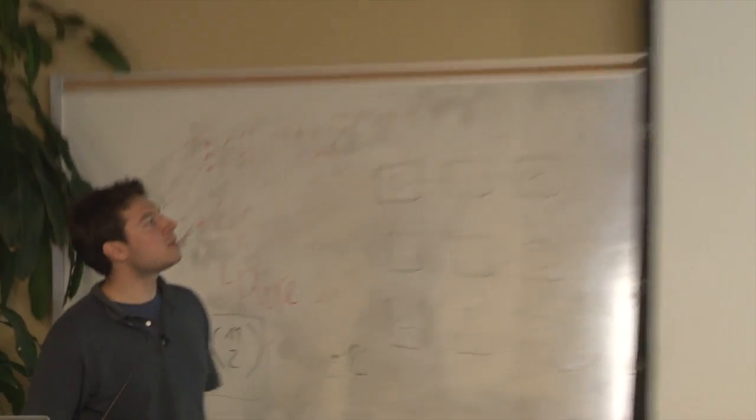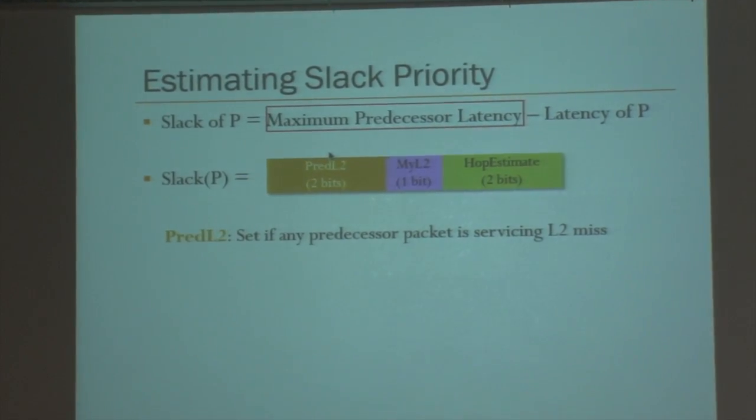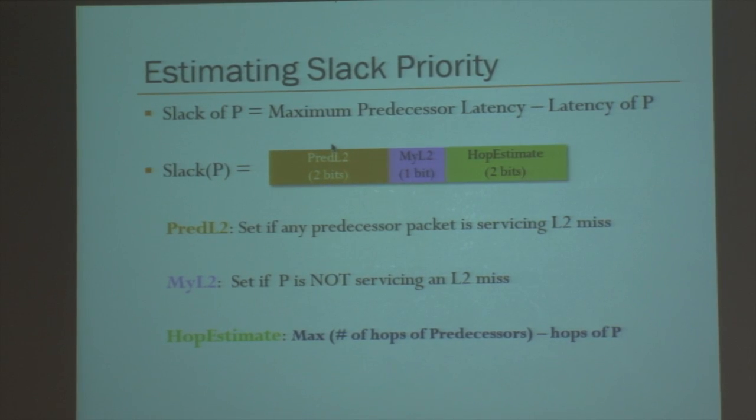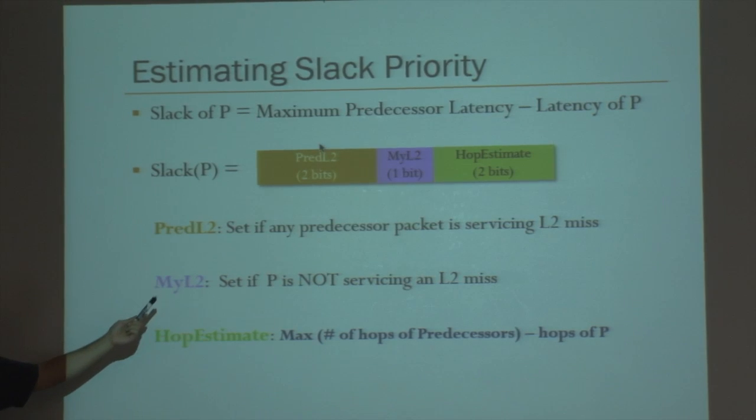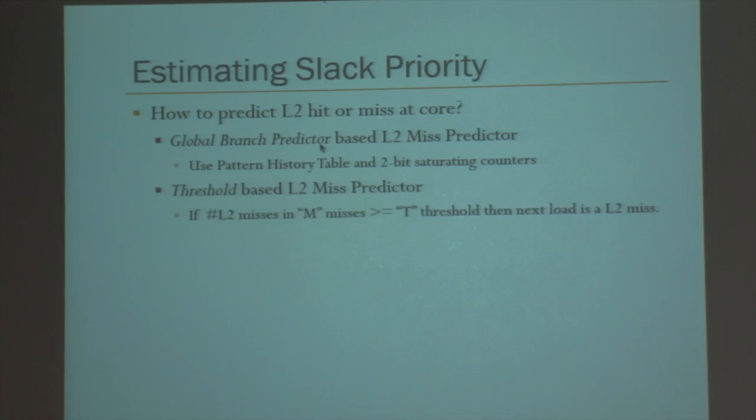This is a slack estimation algorithm, and essentially it looks at a few things. One of them is the hop estimate. So how many hops away do I think this packet is going to go? Is this an L2 miss? What kind of miss is this? Because depending on the type of miss, you have an approximation for how long it's going to take. Okay.